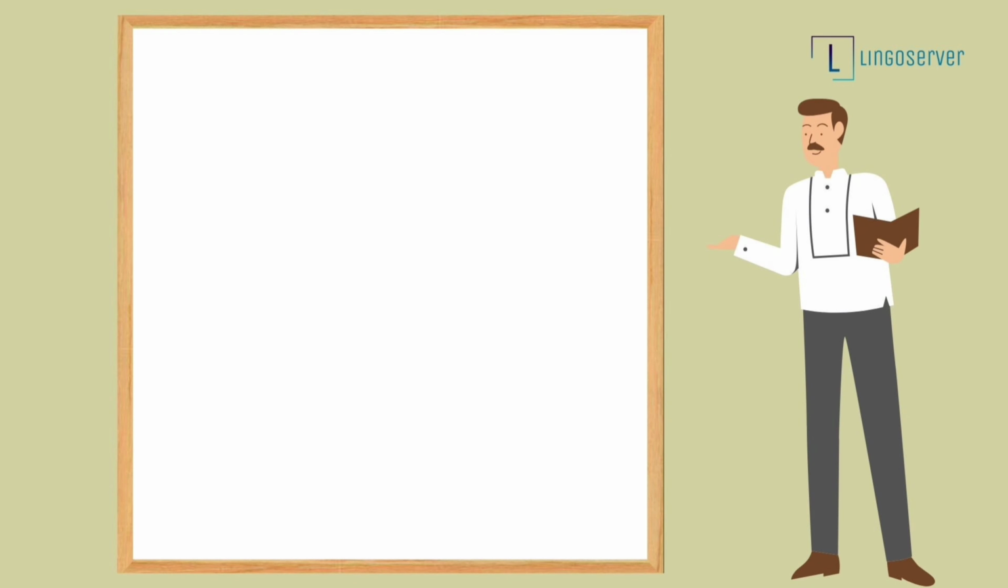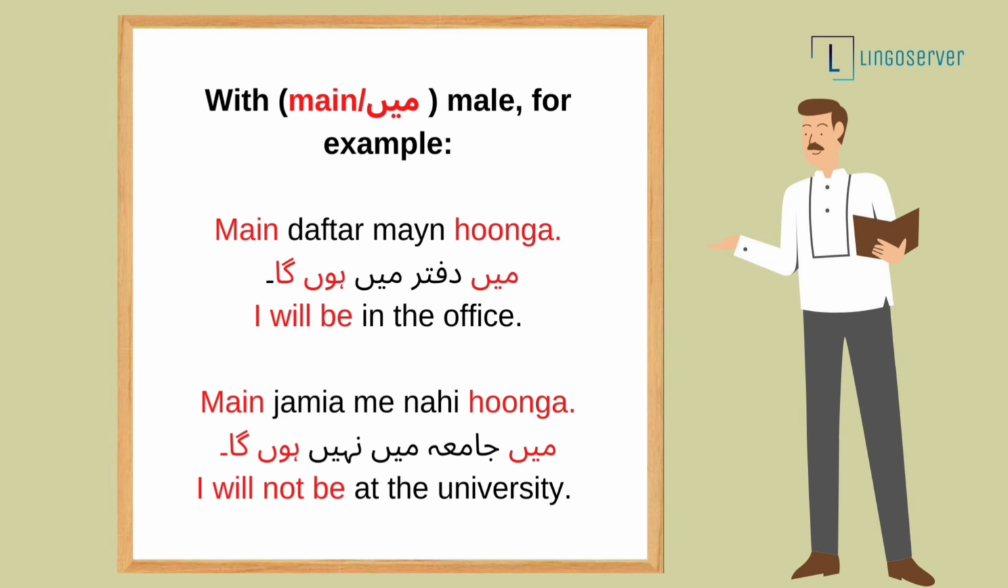And now we'll talk about होंगा. होंगा is always used with मैं for male. As a male will say, मैं दफ्तर में होऊंगा. I'll be in the office. मैं जामिया में नहीं होऊंगा.